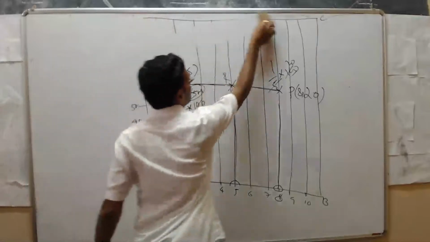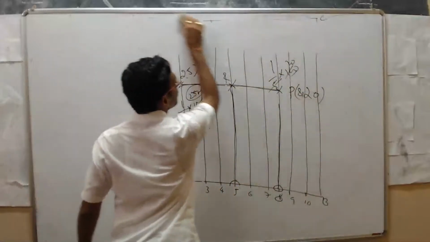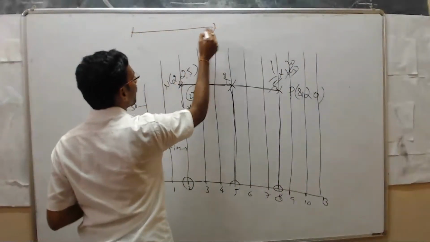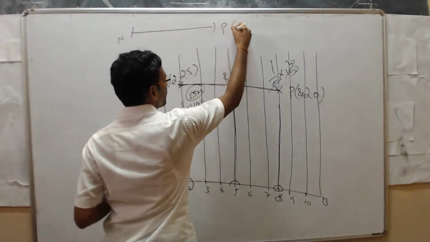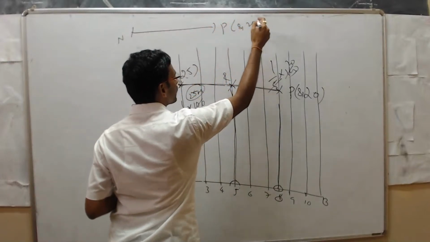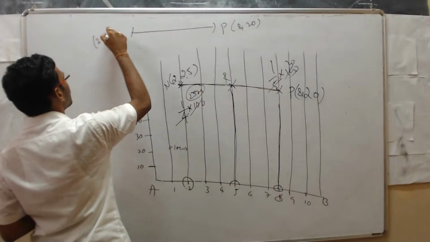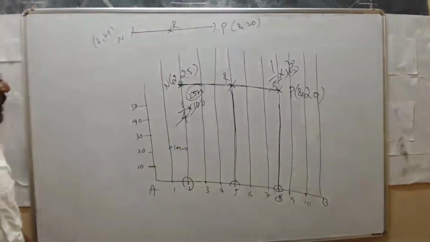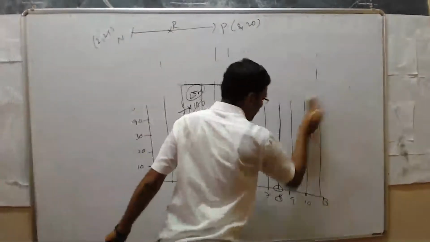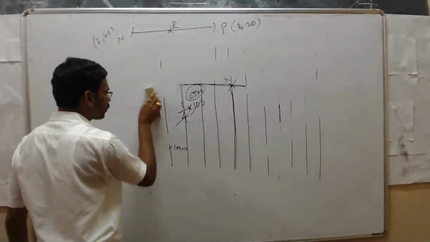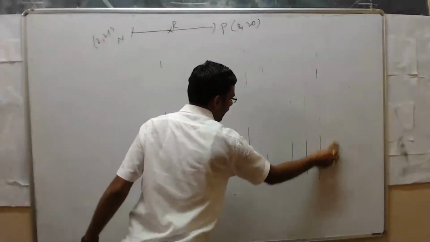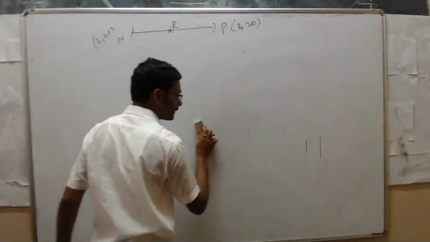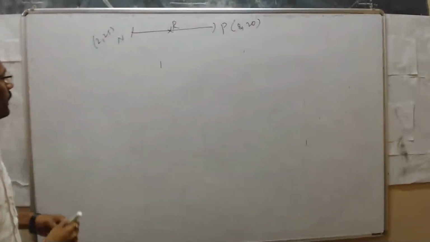Now the coordinates of N and P. The coordinates are 8, 20 and 2, 25. Then find the coordinates of R. First we should find the distance between two flags, that is, the Niharika flag and the Preet flag. Okay, then how can we find the distance?